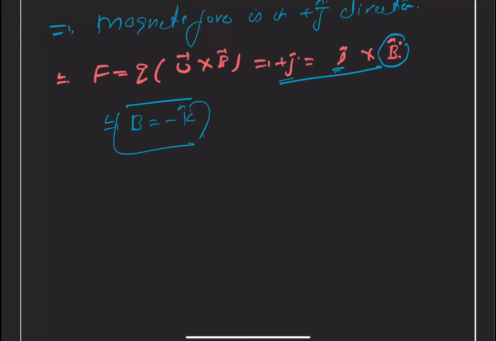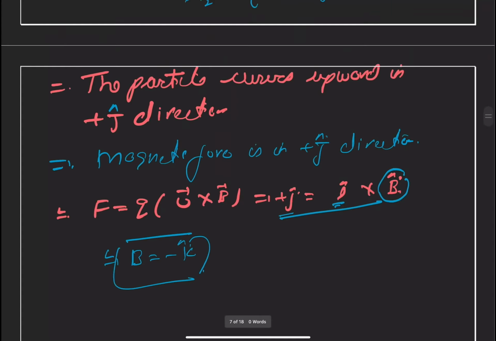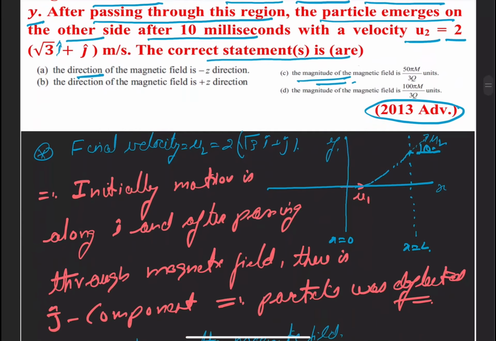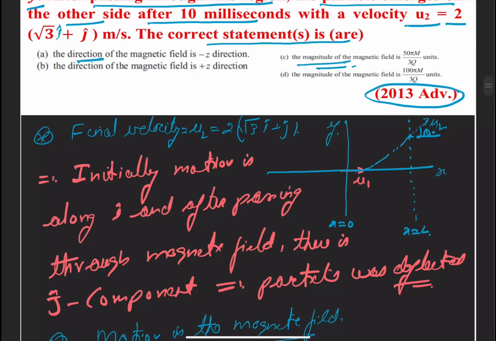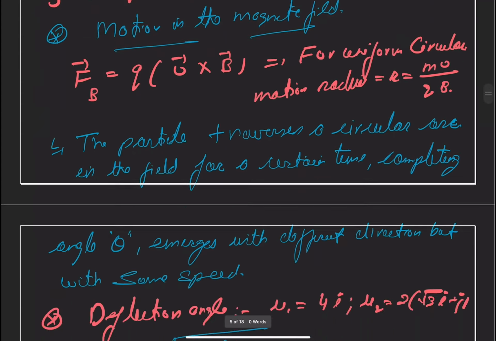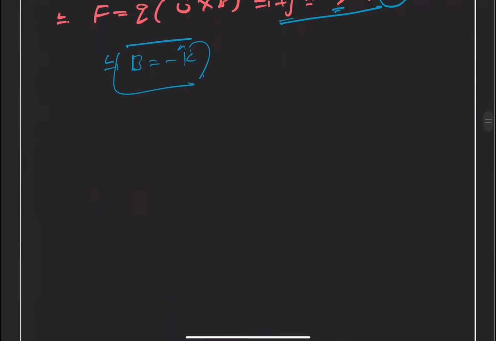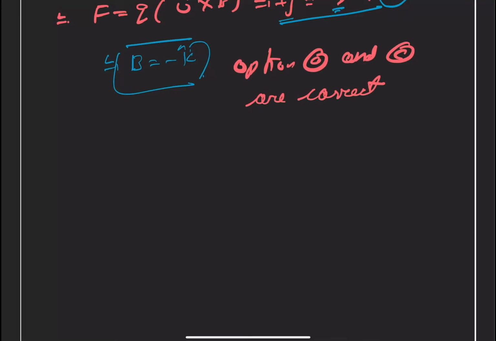And the options that are correct: option A is correct, and option C is correct. Options A and C are correct.